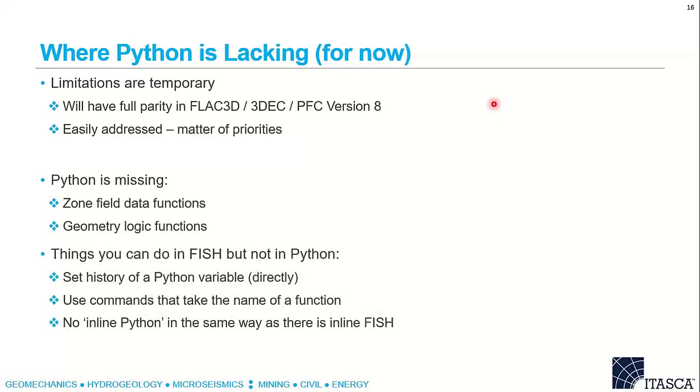There are also some things which you can currently do within Fish, but not within Python. Chiefly, you can't set or see the history of a Python variable directly. There is a workaround which involves creating an equivalent Fish variable to the Python variable and then getting the history of the Fish variable, but there's no direct way of getting it of a Python variable. There's also no way to use commands that take the name of a Python function, and there's also no inline Python in the same way that there's inline Fish.